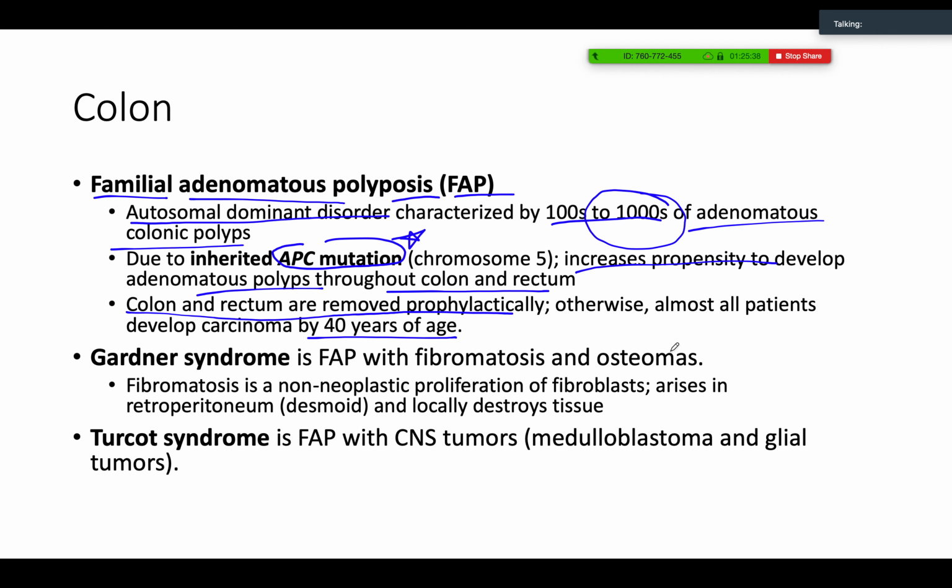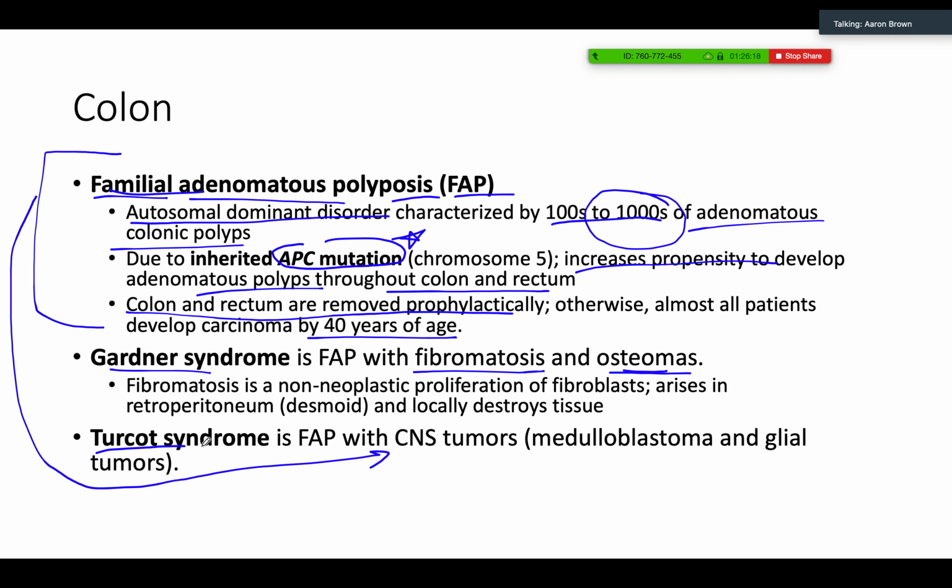Okay. Now, if you take this entire condition I just described to you, lots of polyps, high risk of cancer, take out the colon, and then you add in fibromatosis and bone tumors, that is going to give you your Gardner syndrome. Gardner syndrome is just FAP plus bone tumors and tumors of fibroblasts, giving you tumors of fibrous tissue, essentially, in the abdomen. Okay. If instead we take FAP and then we just add in some central nervous system tumors, that's going to give you Turcot syndrome.